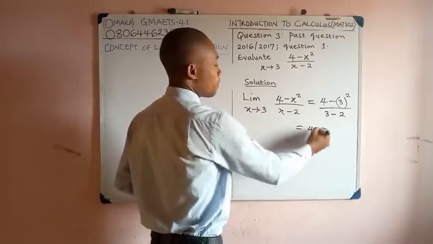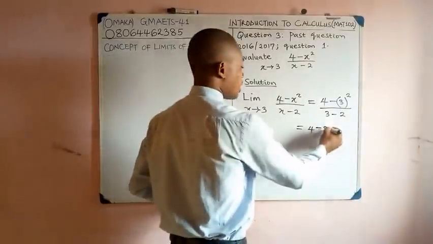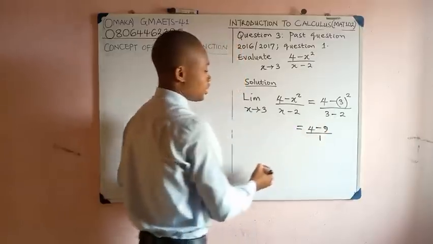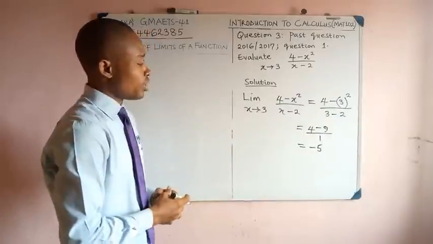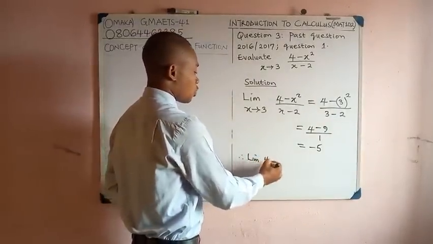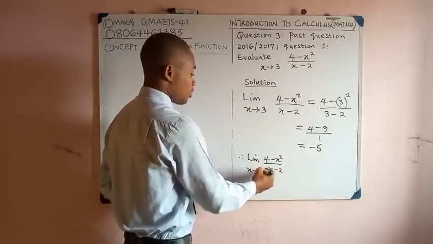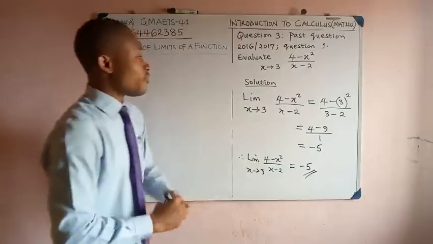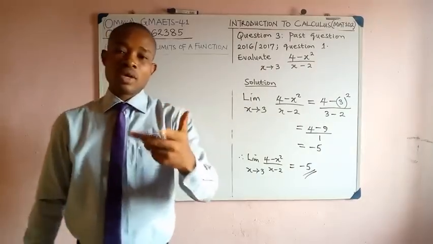This will give us 4 minus, you see that, right? Evaluate 3 squared. 3 squared will give us 9, all over 3 minus 2, which is 1. So you see that this will give us minus 5 as our result. 4 minus 9 is minus 5. Therefore, the limit of 4 minus x squared over x minus 2 as x approaches 3 is equal to minus 5, which means that the function itself will be approaching minus 5 as the variable x approaches 3.